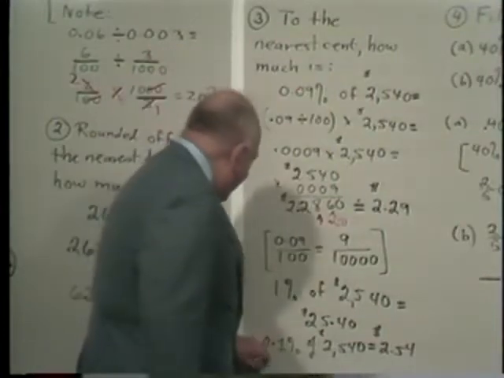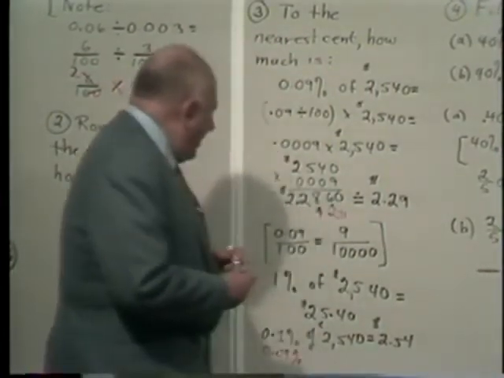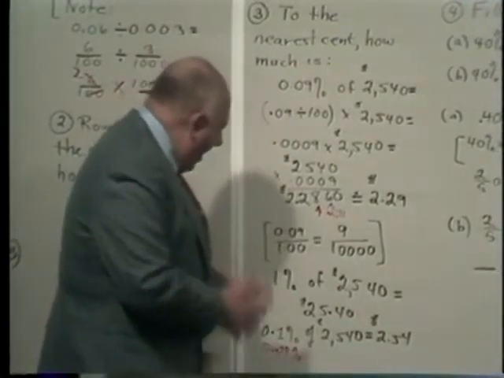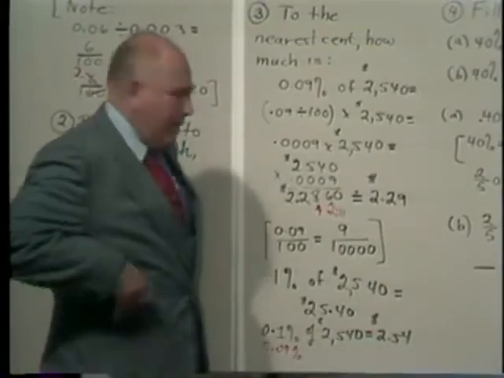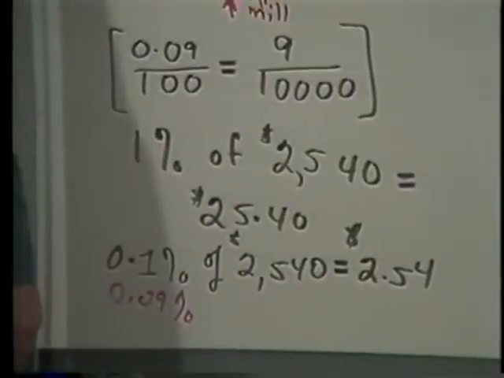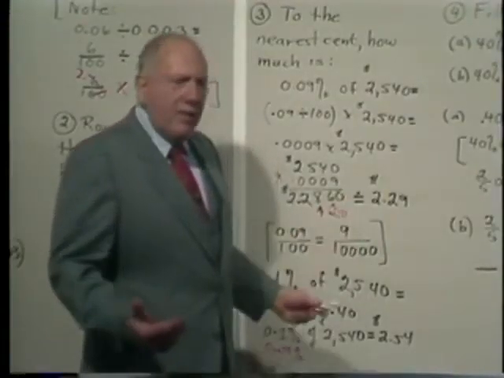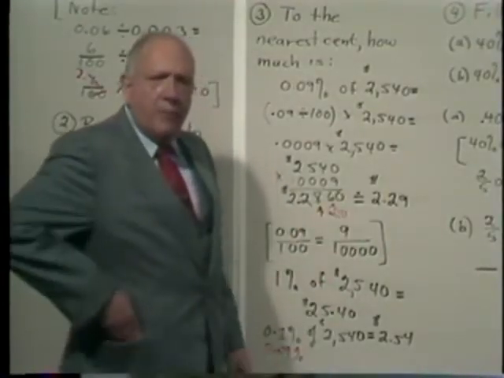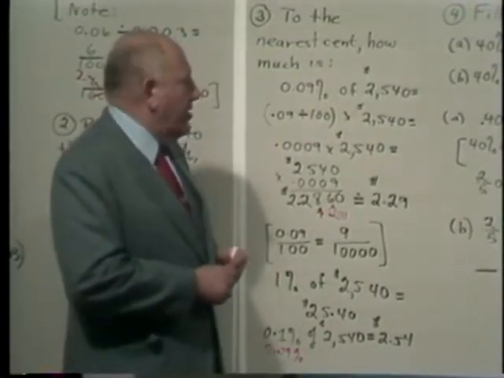And then simply notice that 0.09% is slightly less than 1%. See, catch that? 0.09 is less than 0.1. And so the answer should be what? A little bit less than $2.54. So even if you made a careless mistake up here, what difference does it make? You still know you're in the right ballpark. You're a little bit less than $2.54.